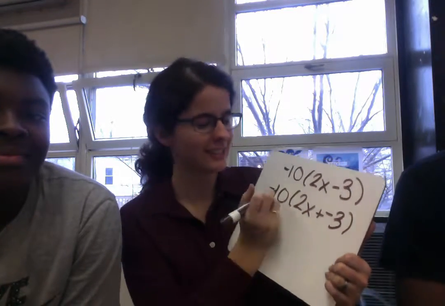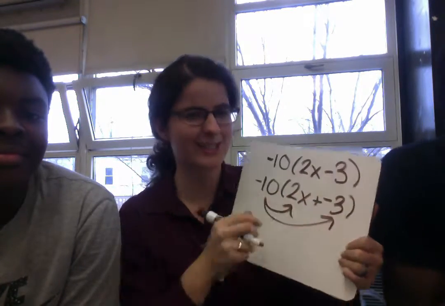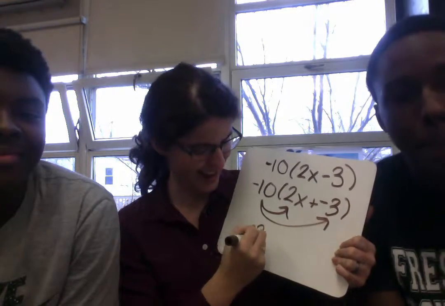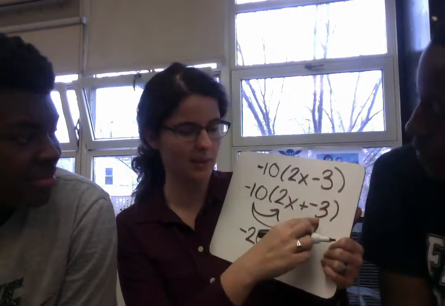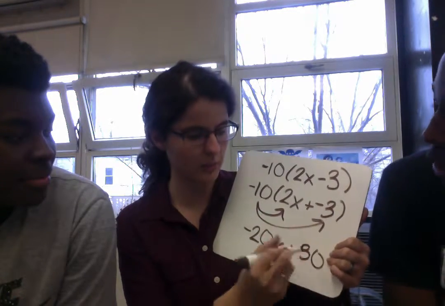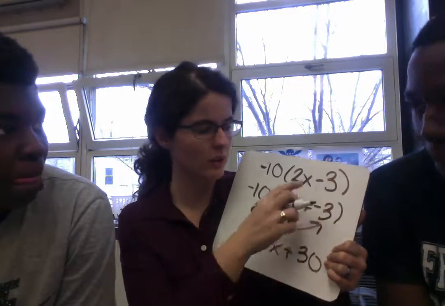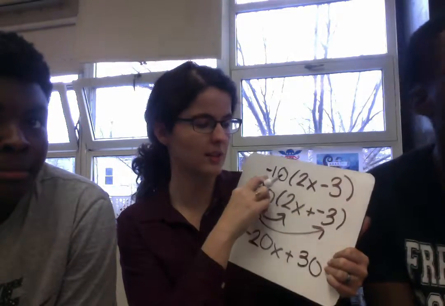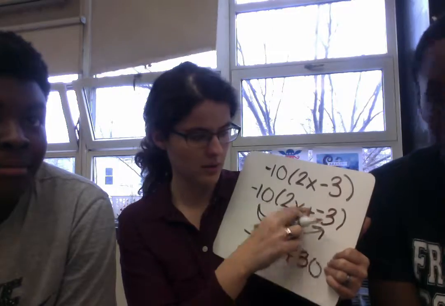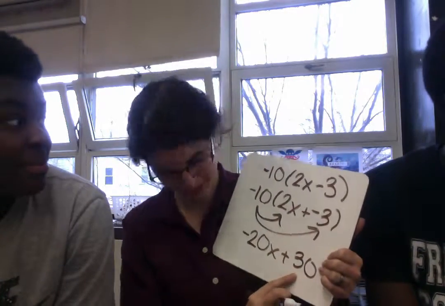And you could distribute through and get negative 20x plus, if you have negative 10 times negative 3, it's actually going to be plus a positive 30. So even though you had subtraction, you might think it was going to be a negative term after that, because it's a negative times a negative. Negative times negative, you'll actually have positive 30.